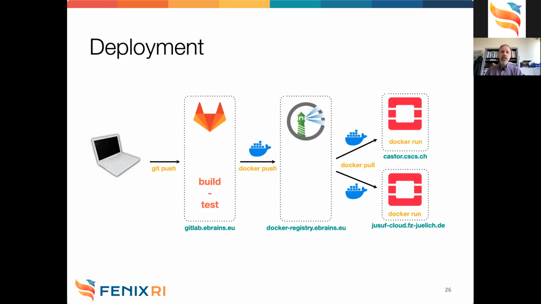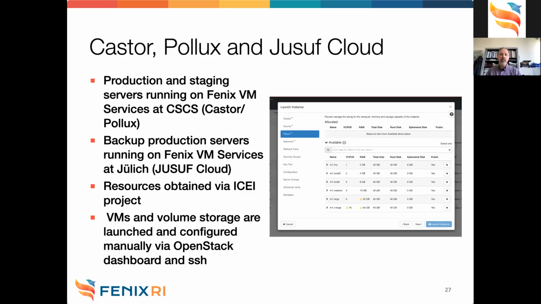And so, in more detail, how we're using this in practice. If you want more details about this, then I recommend that you go back and watch some of the earlier webinars in this series, webinars from Alex Upton and his colleagues, which go into much more detail about this. But essentially, we're running both our production and our staging service for the job queue, for the database backup, and for certain ancillary services on the Fenix VM services at CSCS.